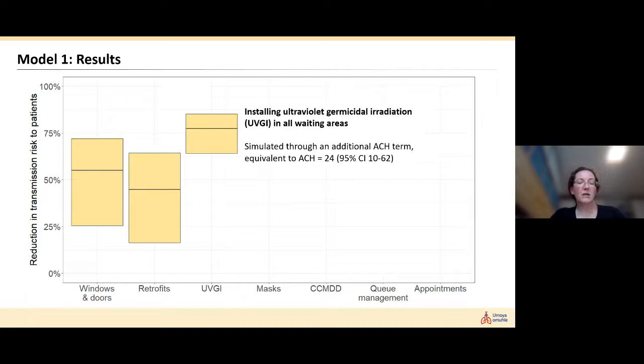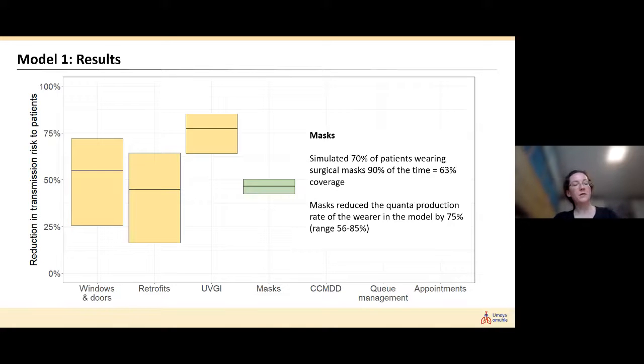Next, installing UVGI in all waiting areas. This is simulated in the model through an additional air change term, and we estimate that it would reduce transmission risk by 64 to 85%. Moving on to masks. This is surgical masks to be worn by patients, and we modelled a scenario where 70% of patients wear masks 90% of the time. This reduced transmission risk by 42 to 50%.